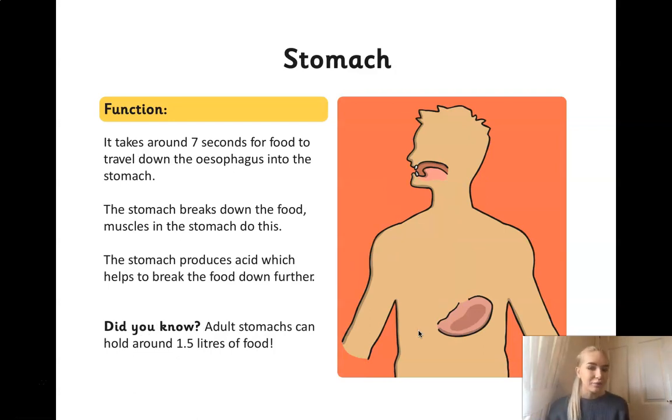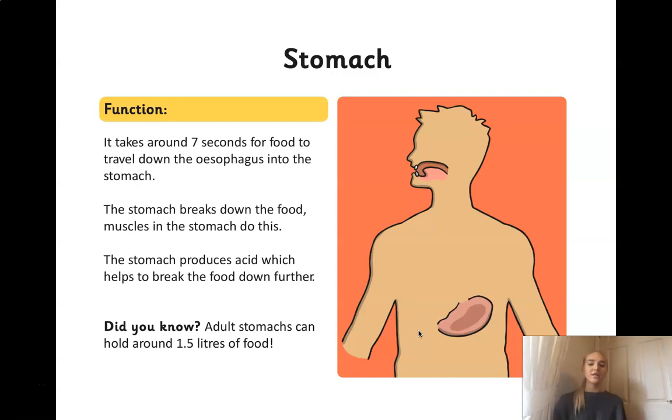I want you to count now for 7 seconds. Ready? Go. 1, 2, 3, 4, 5, 6, 7. And by that time, your food will have travelled down the esophagus to the stomach. But how does it get there again? Yes, the muscles contract and relax to push it down.